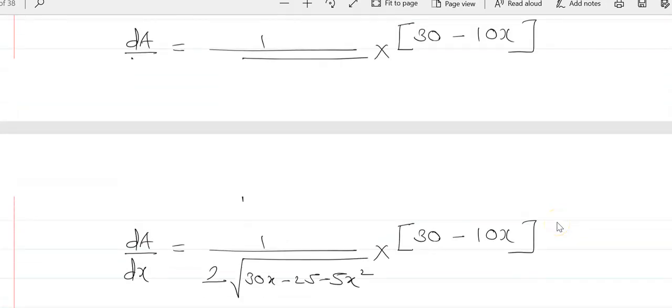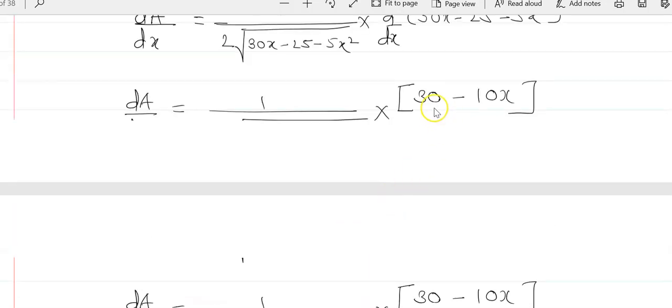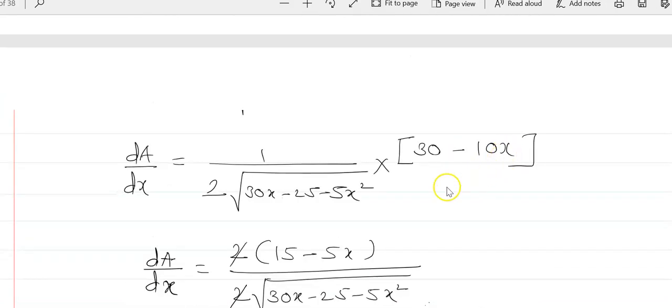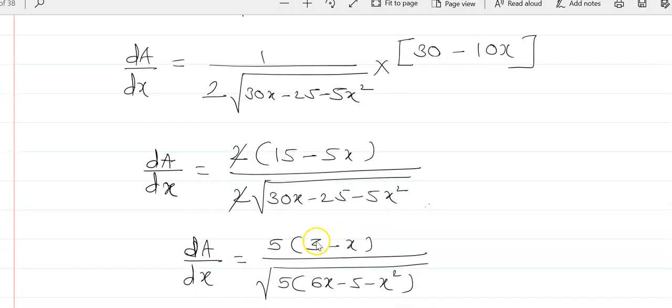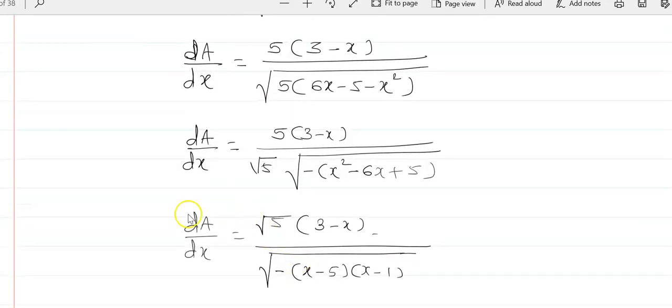That is, we have here 1 upon 2 times root of 30x minus 25 minus 5x squared. This is 30 minus 10x, and again we will simplify here. We'll take 2 as common. Then in the bracket you will get 15 minus 5x upon 2 root of 30x minus 25 minus 5x squared. Again we will take 5 as common. Then simplifying, you will get dA upon dx is equal to root of 5 in bracket 3 minus x upon root of 6x minus x squared minus 5.